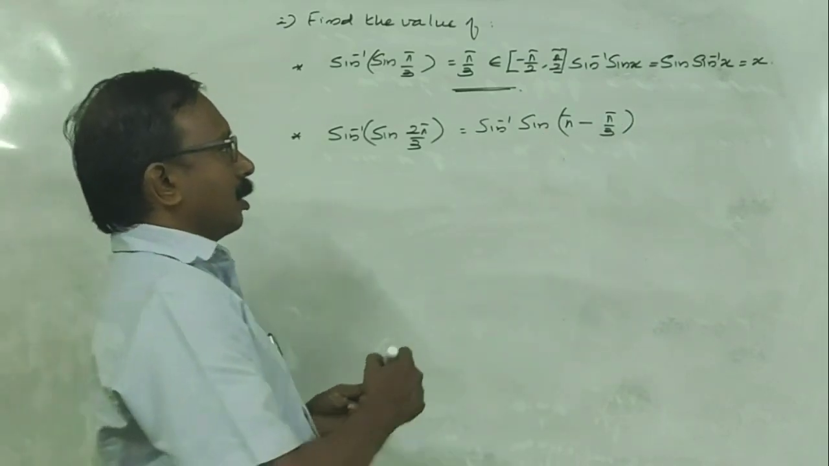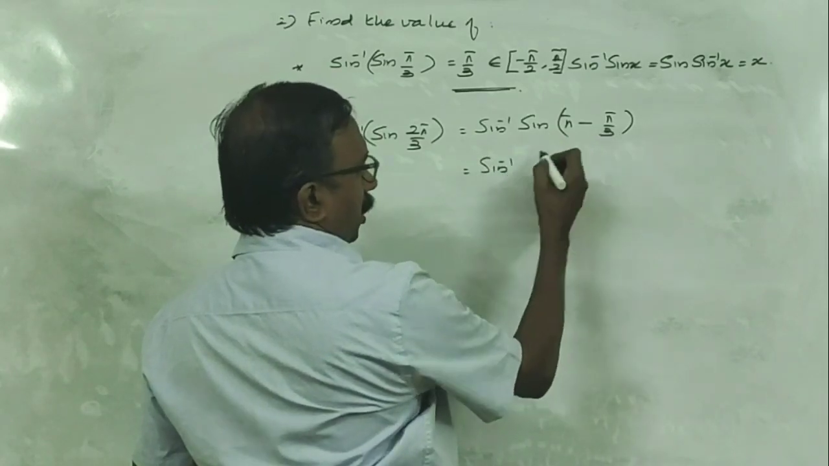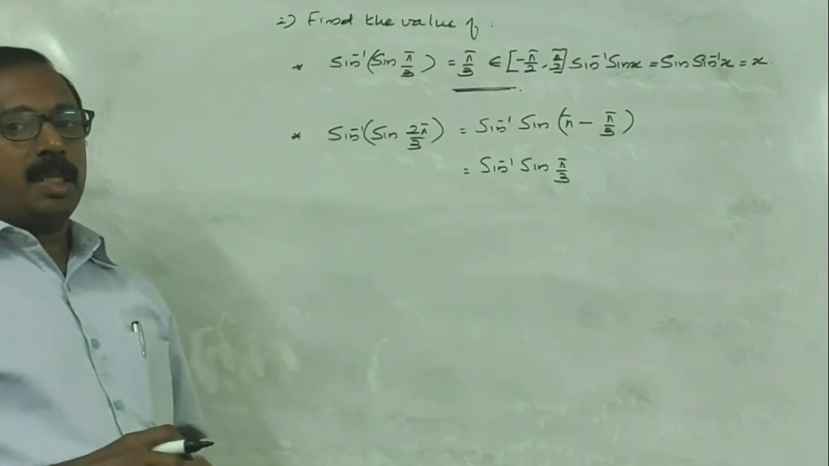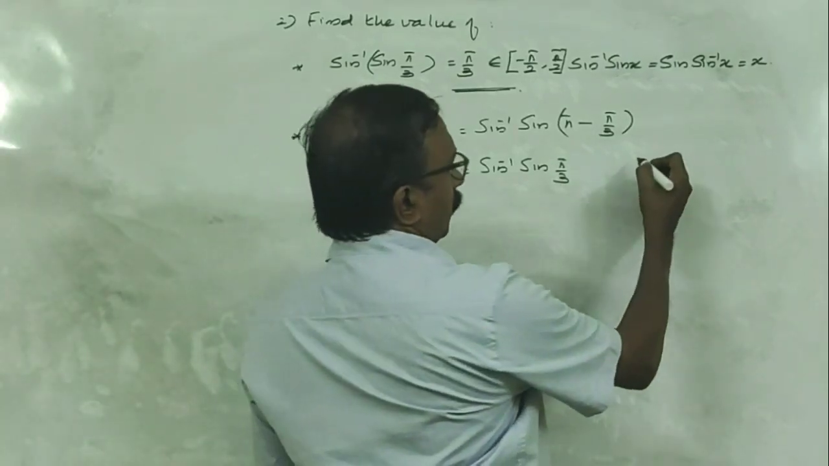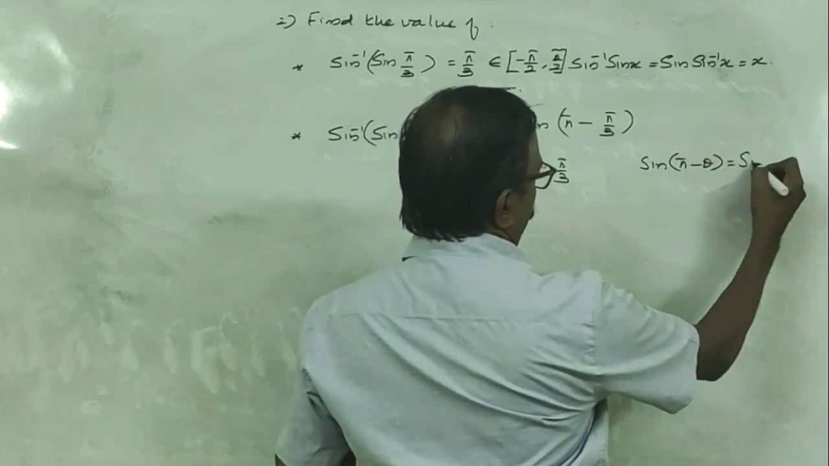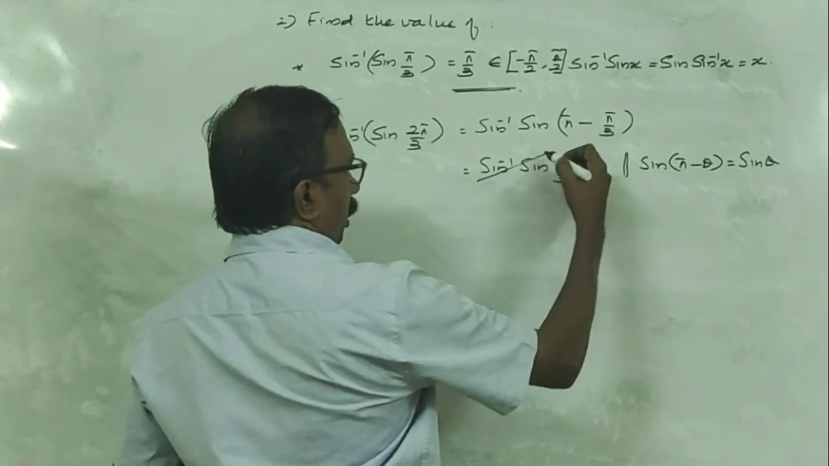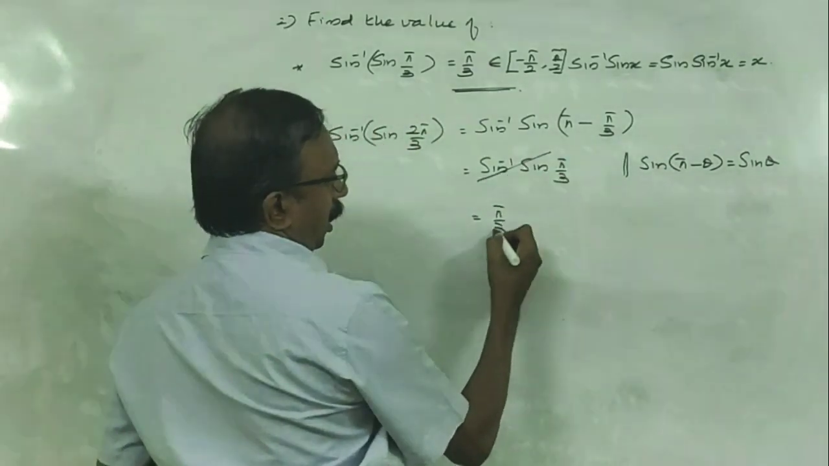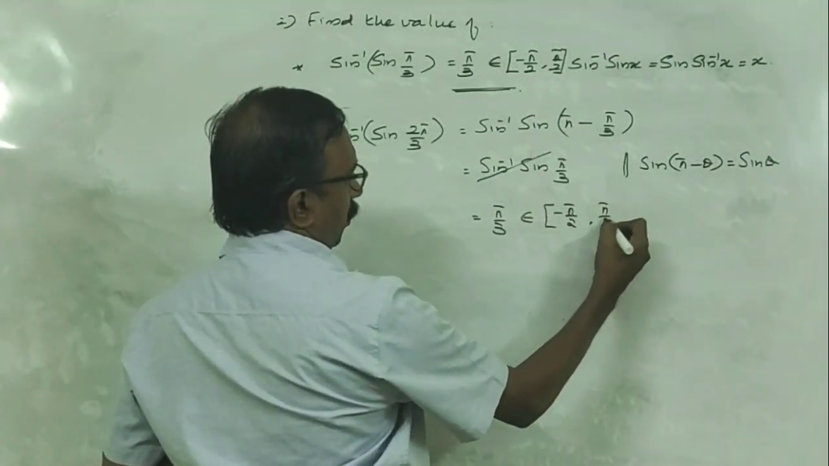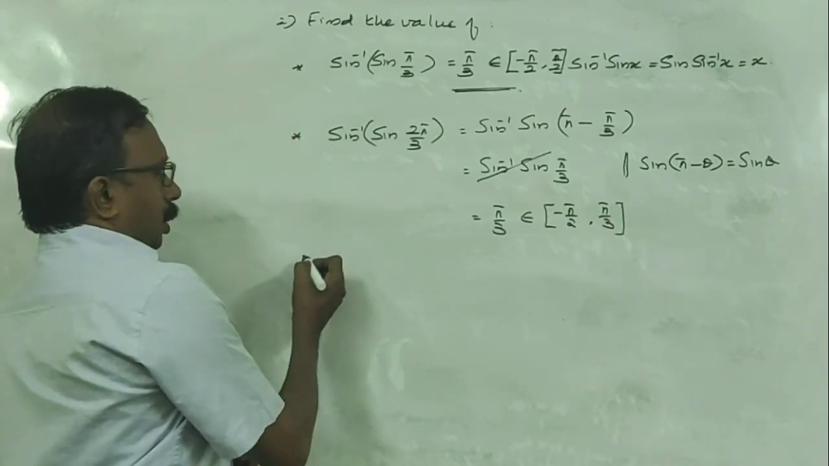Now sin of pi minus theta is equal to sin theta. So here sin inverse sin is pi by 3. Pi by 3 is between minus pi by 2 and plus pi by 2, as in the first. Isn't it?